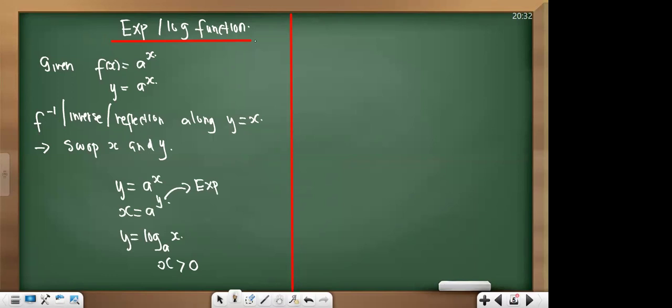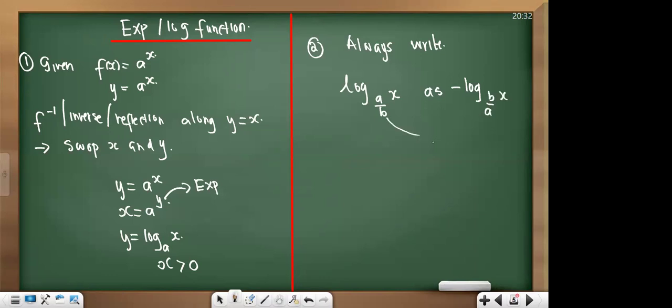And listen, here is the last tip for the day, which is point number 2. Always write, let's say I have log a over b of x. You should write it as negative log b over a of x. I hope you've seen something. They just changed. I put negative here.